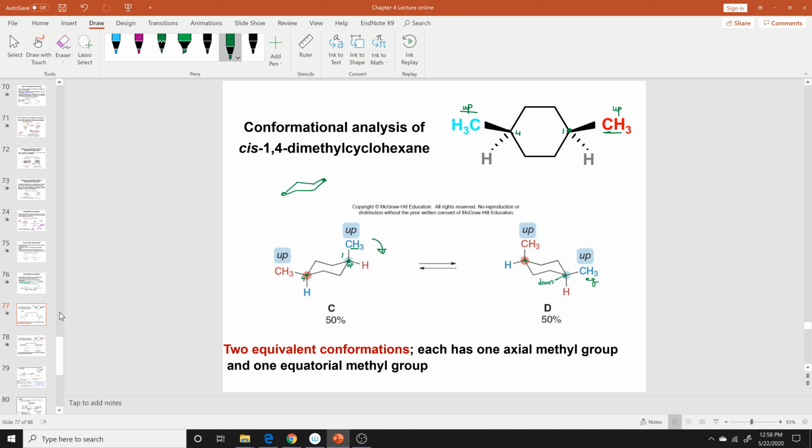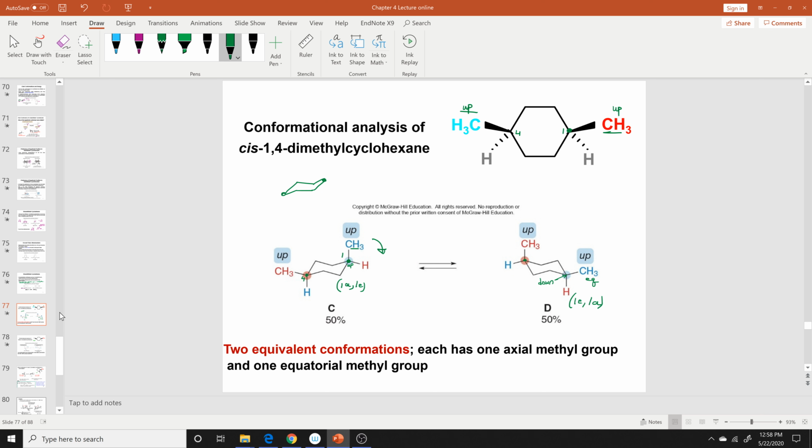So what did I do over here? I moved from an axial. So I'm going to go ahead and put that I'm having one axial CH3 and one equatorial CH3. Here I'm having the axial CH3 turned into an equatorial, and the equatorial CH3 here turned into an axial. So this is one axial.